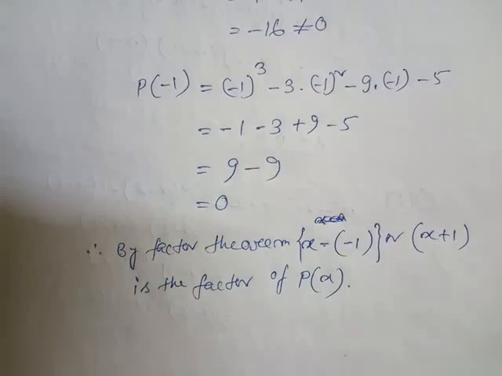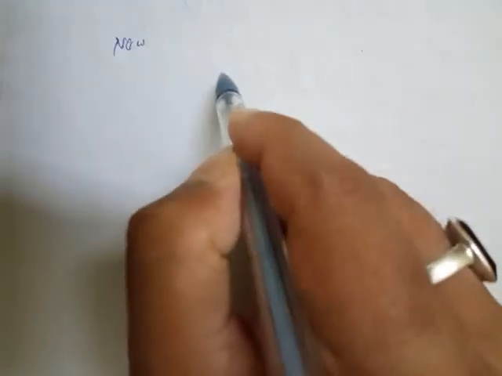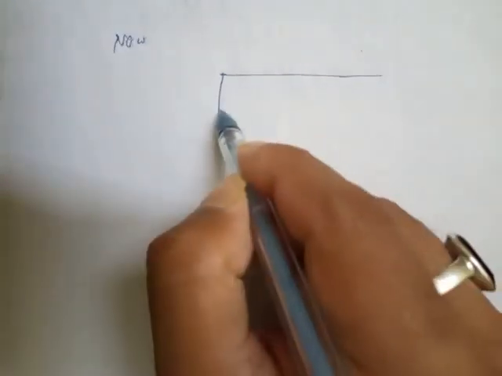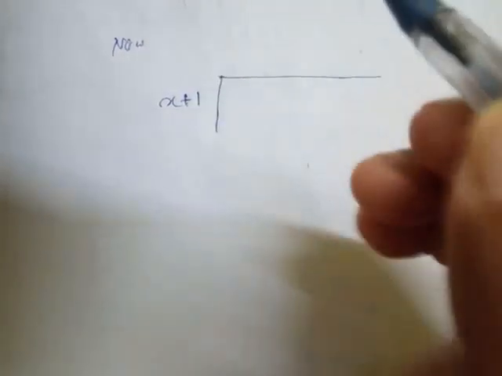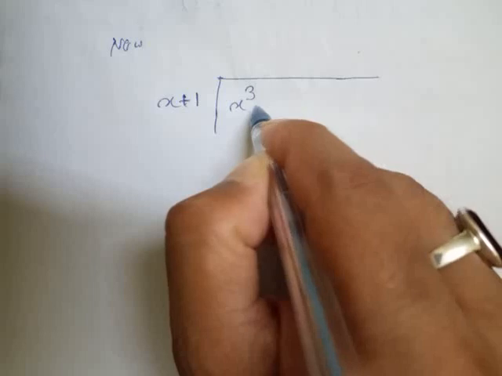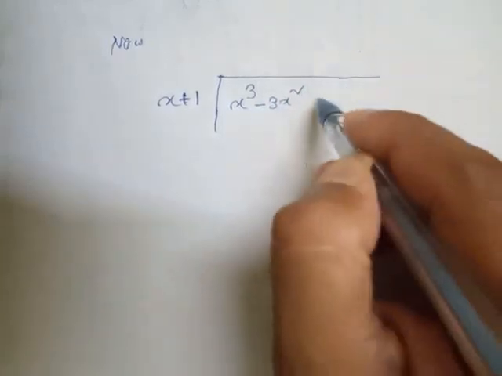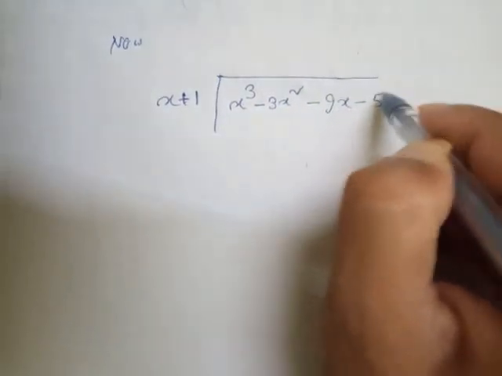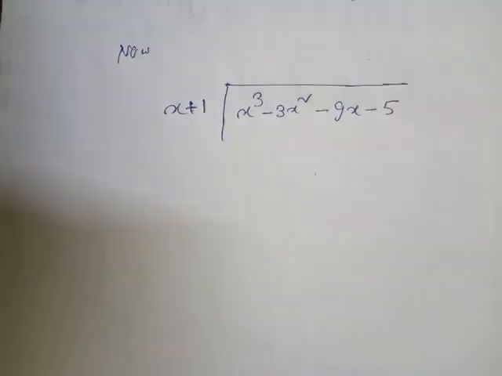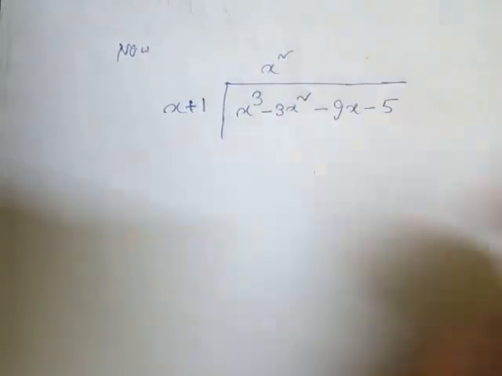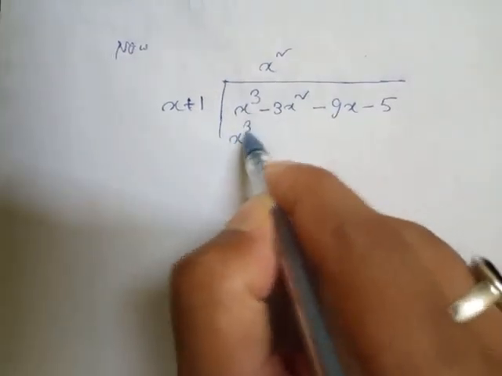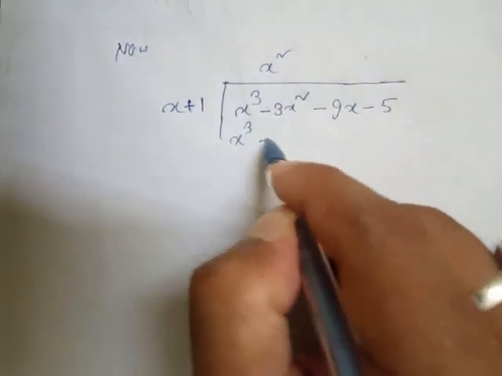Since it is a factor of p(x), we'll go for the long division now. Now look how to solve this portion. Go for the long division: x plus 1, and there is x cube minus 3x square minus 9x minus 5. Look, student, x cube is there, x only, so just put down x square. x square into x is x cube. Now x square into 1, so x square.